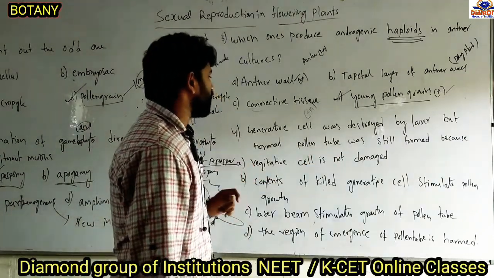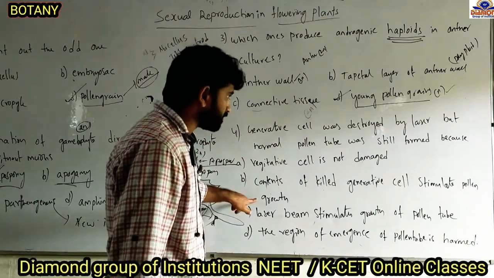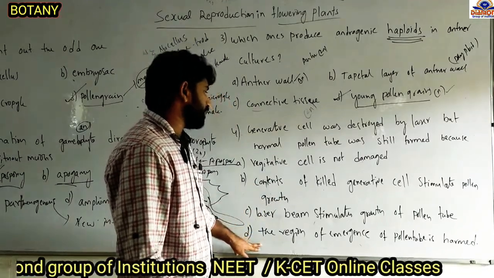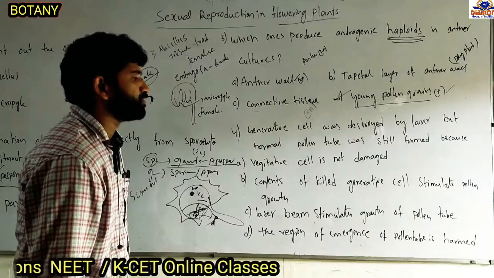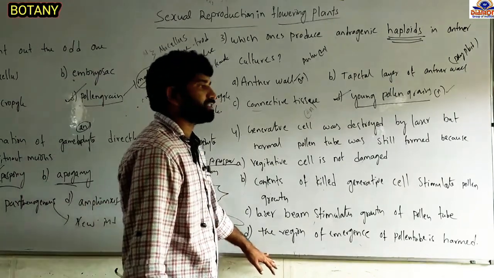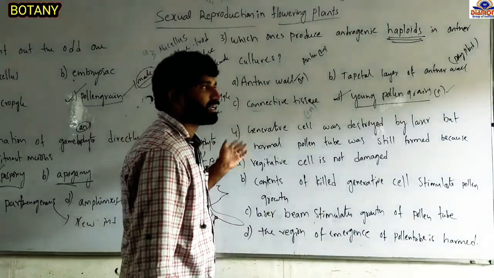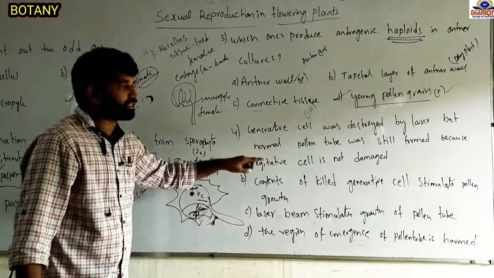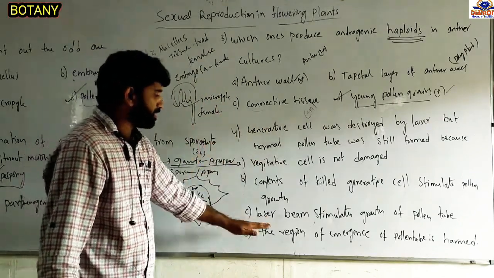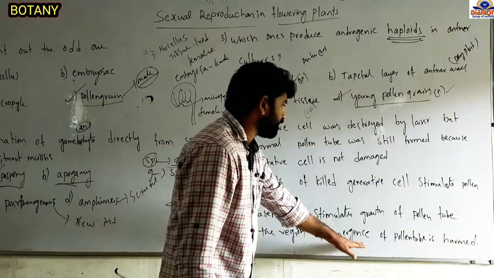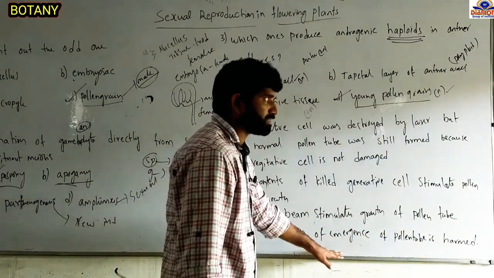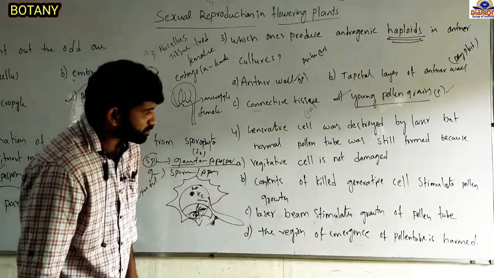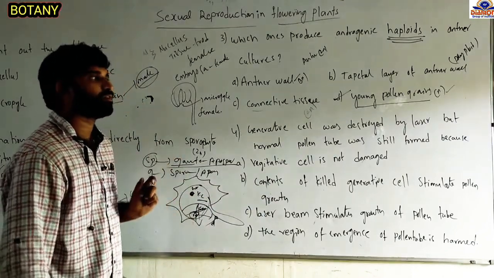Option B: the content of the tilled generative cell stimulates pollen tube growth. Laser beam stimulates growth of the pollen tube, and the region of emergence of the pollen tube is harmed. If the region of emergence of the pollen tube is harmed, it does not help in the formation of the pollen tube. Here we destroy the generative cell at the region of emergence of the pollen tube, so automatically the pollen tube will not be formed. And here the laser beam stimulates the growth of the pollen tube.